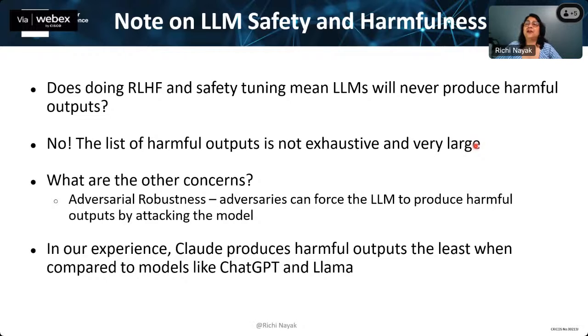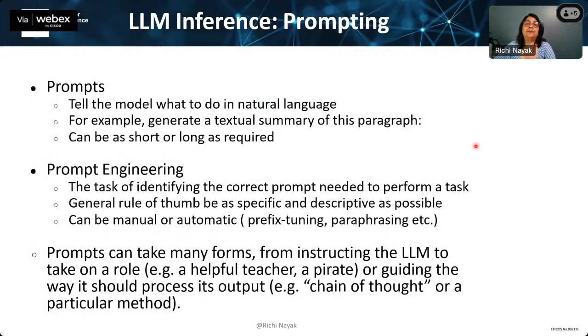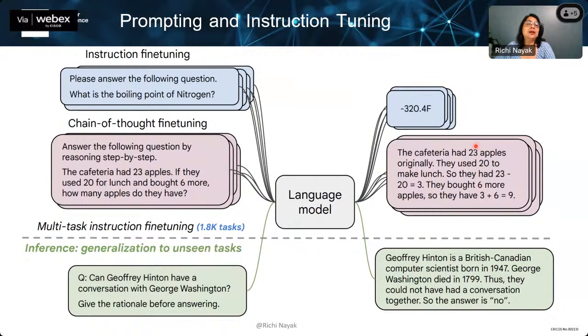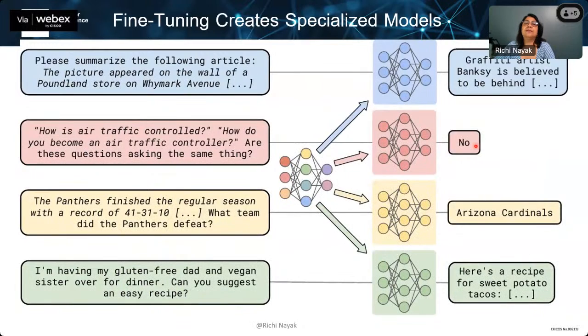So for example, we have done some experiments in our research group, and we found that Claude can produce harmful output the least when compared to ChatGPT and Llama. So then how do we do inferencing? The prompting, I would not go into much more detail, but we have seen, and we would see in some other modules as well, chain of thought, instruction fine-tuning, multitask fine-tuning. So essentially what we are doing is prompting and instruction tuning to make it better. So these are the examples there.